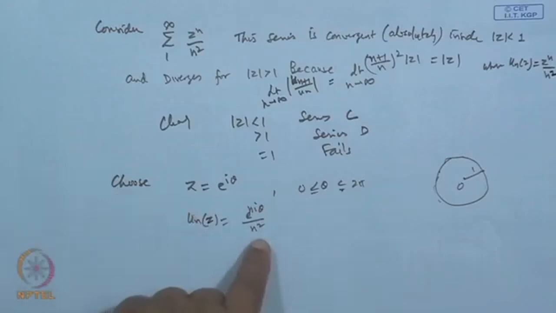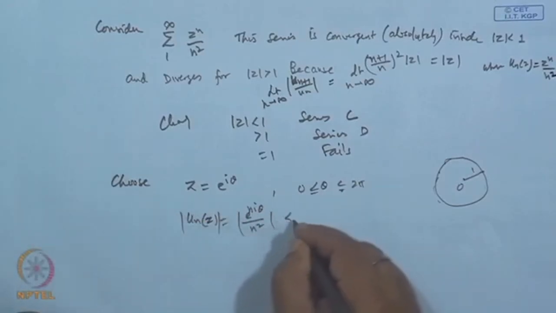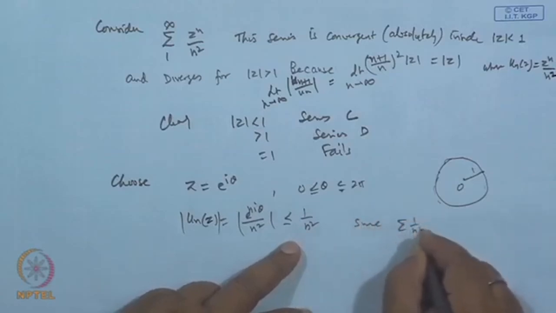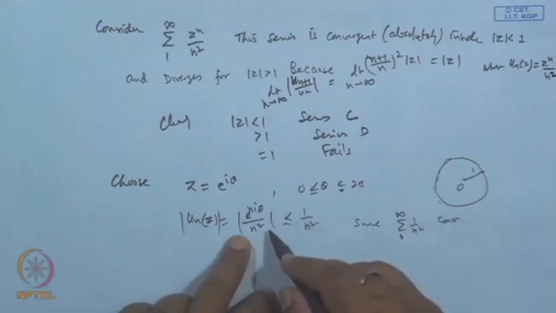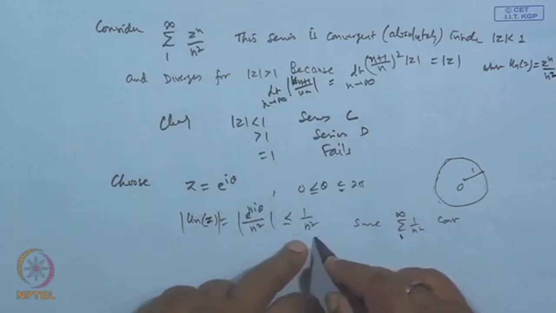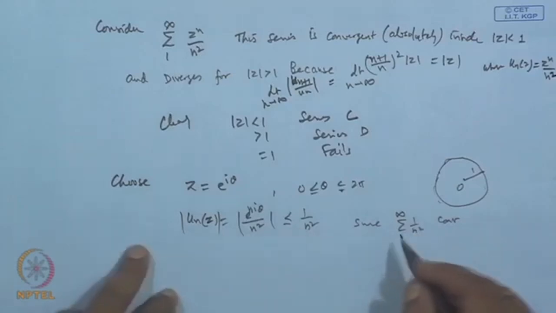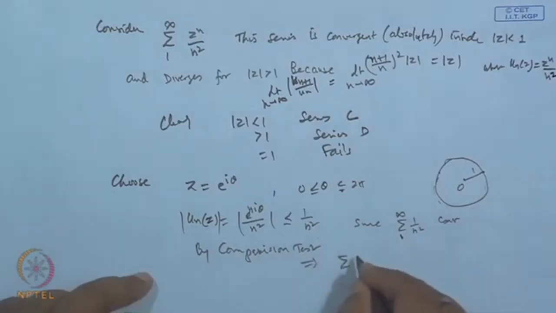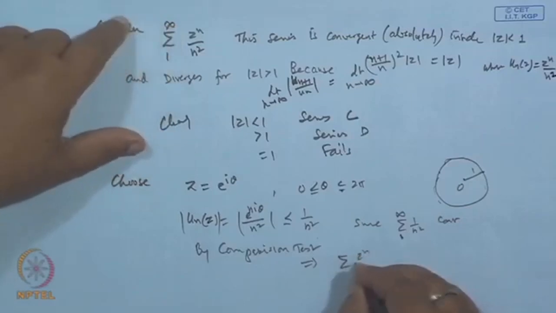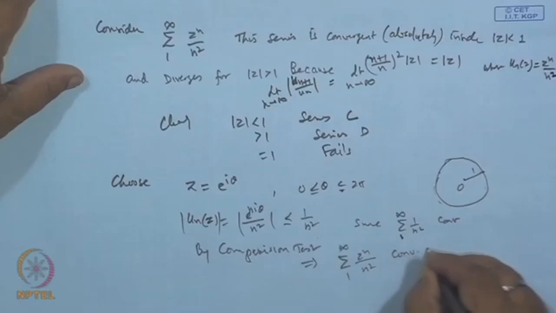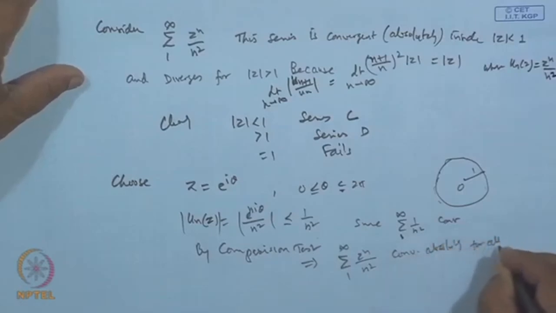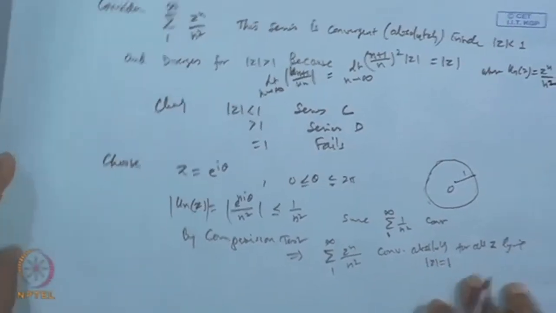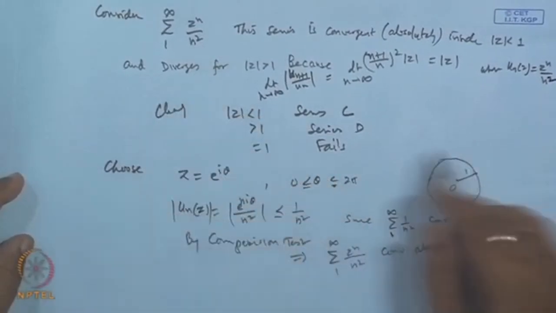Now, the modulus of this term is dominated by 1 by n square, and the sum of 1 by n square from 1 to infinity is finite, since it is a convergent series. So each term of this series is dominated by a non-negative real number where the series is convergent. So, by the comparison test, we can say that the series z to the power n over n square, n from 1 to infinity, converges absolutely for all z lying on the circumference, mod z equal to 1. It means this series converges everywhere on the circle of convergence.